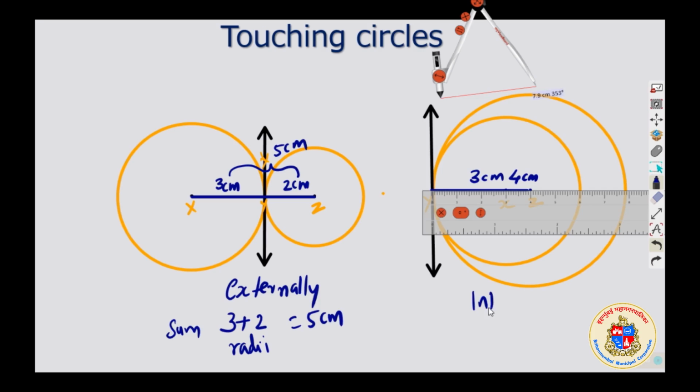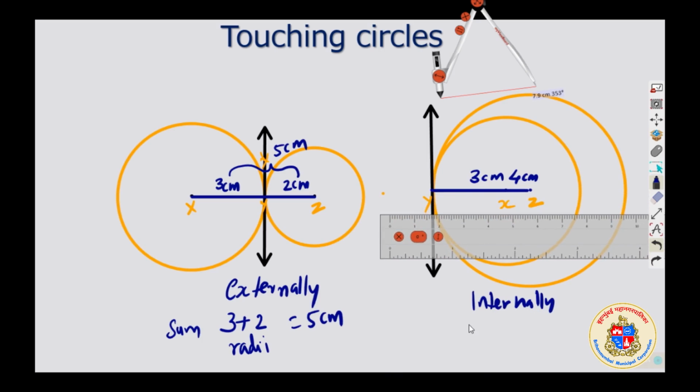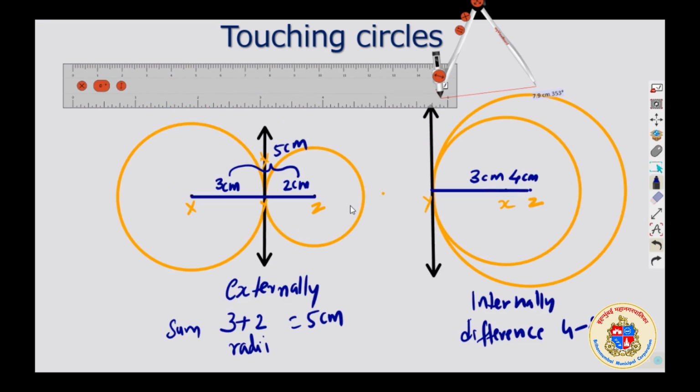If they are touching internally, and if you try to find out the distance between two circles, it will be the difference you will be getting as the distance. Here it is 4 minus 3, which is equal to 1 centimeter. This peculiarity we notice. Very simple thing, but a peculiarity of touching circles.